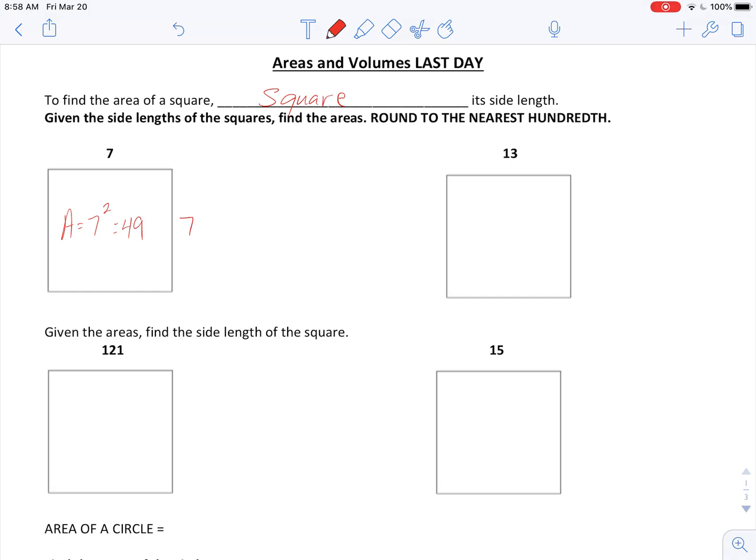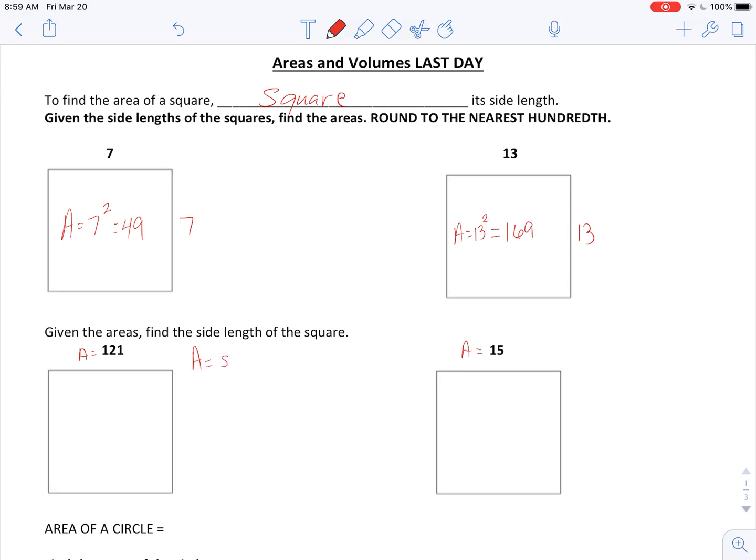So why don't you find your area of this next square? Well, again, these side lengths are the same, so that area is 13 squared, or 13 times 13. Length times width equals 169. Now, to find the areas, we were squaring the side length. So we're taking that side length and squaring it.